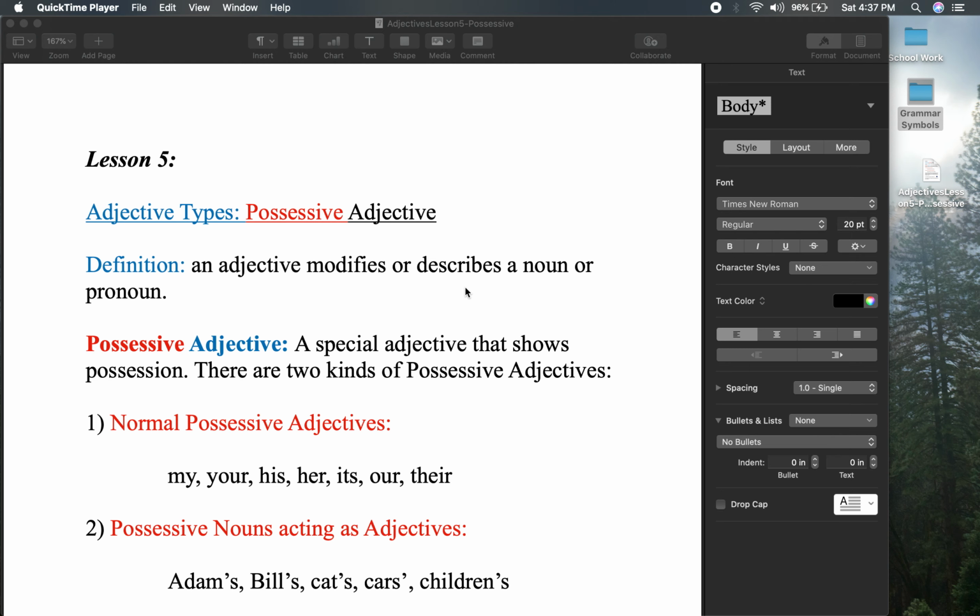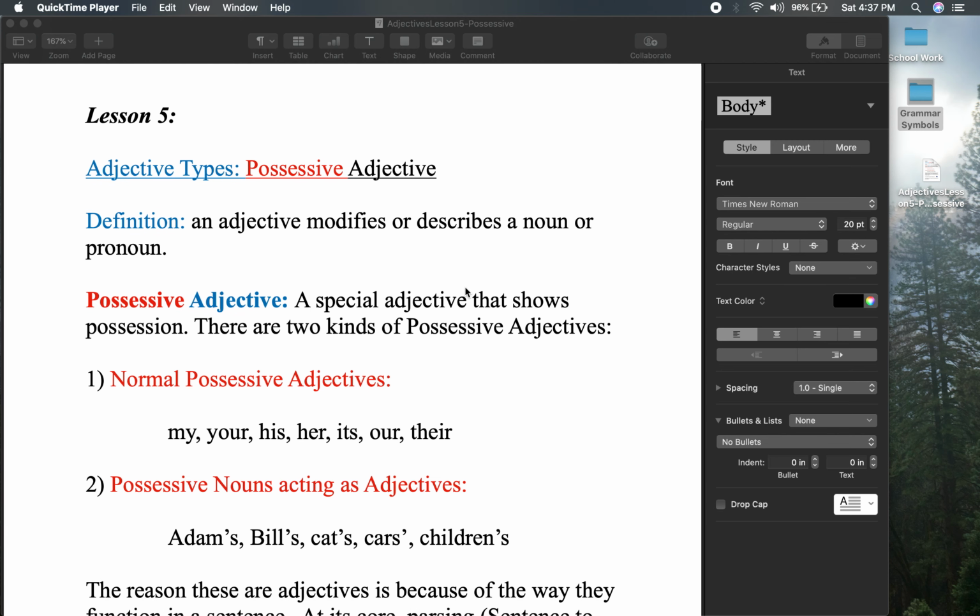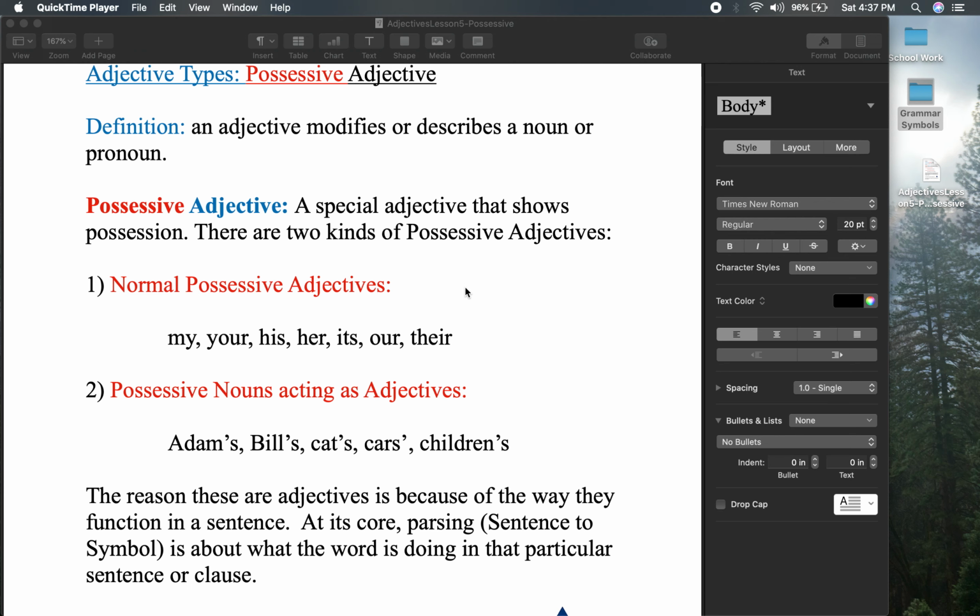A definition for adjective: an adjective modifies or describes a noun or pronoun. To modify is to describe something. The man, what kind of man? Tall or short. Tall or short are adjectives. So let's talk about a possessive adjective. A possessive adjective is a special adjective that shows possession. Something belongs to someone. And there are two kinds of possessive adjectives.